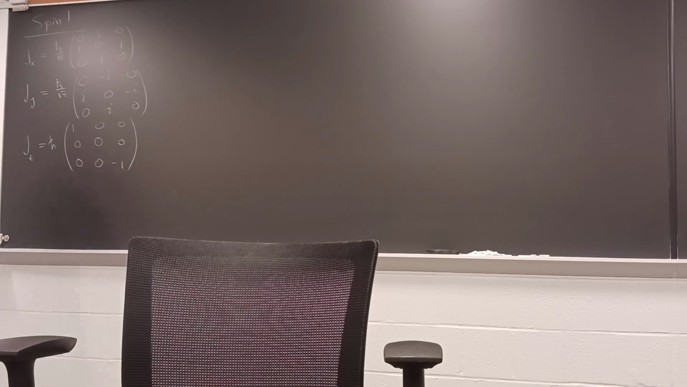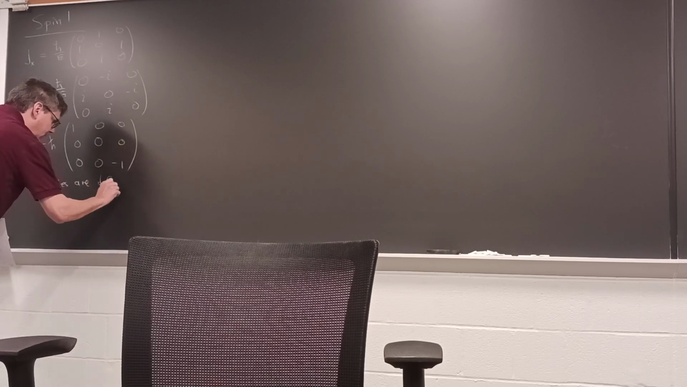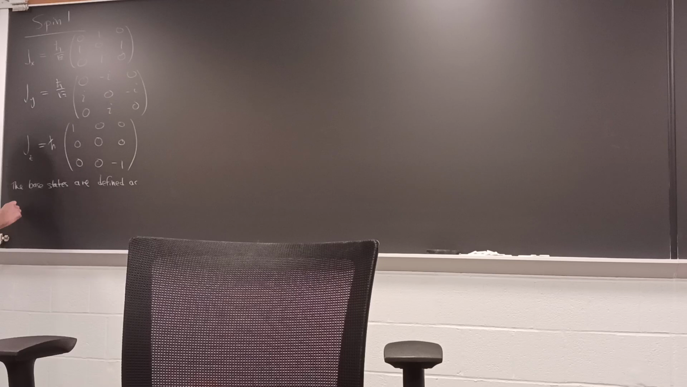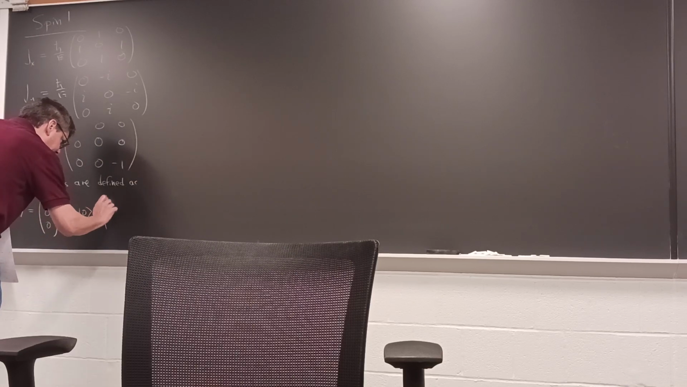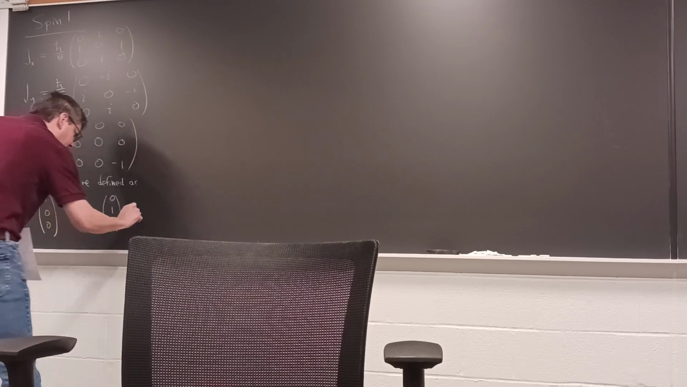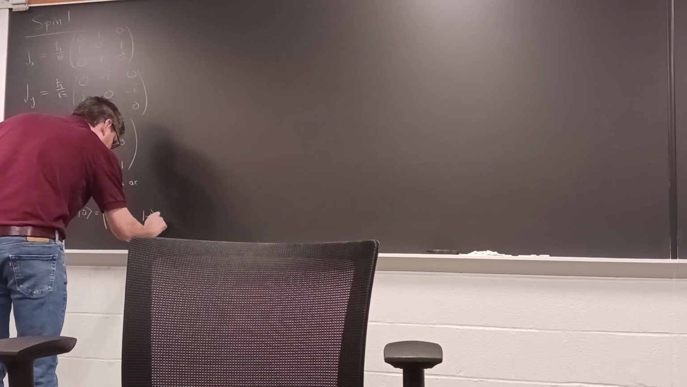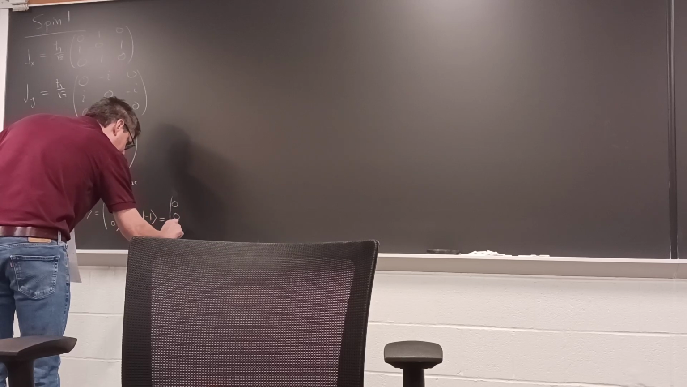Okay, so those were the angular momentum operators, and we defined our base states. The top state is 1, 0, 0. We have the 0 state that is 0, 1, 0, and then we have a bottom state, minus 1. That was 0, 0, 1.